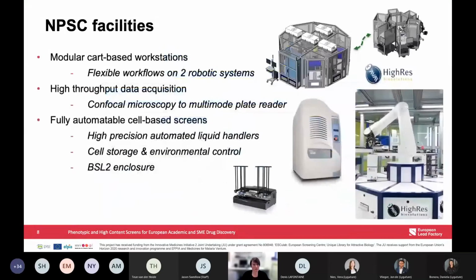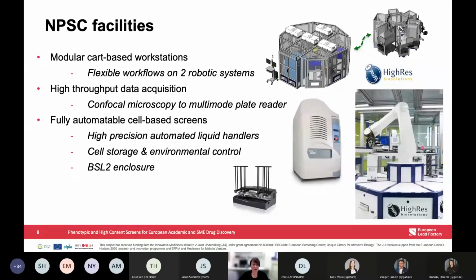So these imaging systems and these assays are facilitated by our modular cart-based workstations, which provide flexible workflows on 2 robotic systems, which you can see in a graphic here. We have one larger 9-star robot and a smaller 6-star system, where the equipment you can see here is based on carts, which can be undocked and moved between the 2 robotic arms to give us the greatest level of flexibility between the assays that we can run in-house.